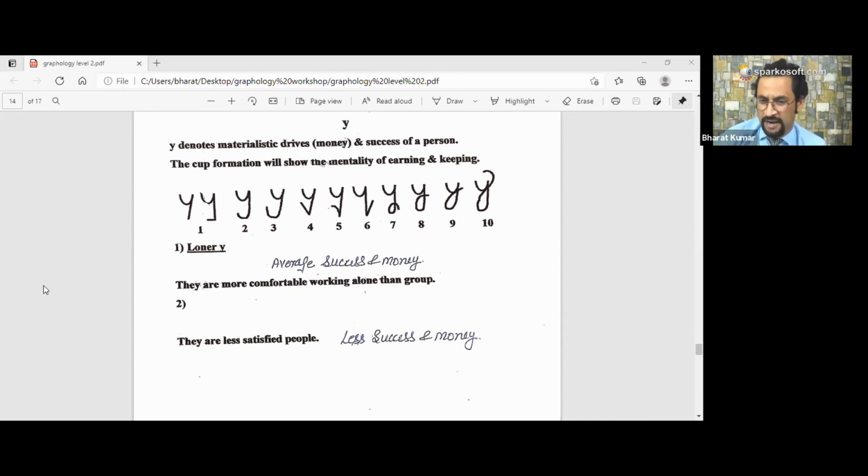Correct. Yeah, Mr. SP, you explained it very nicely. And in the eighth one also, the tail is moving to the future side, so they are worried about the future. They like a little comfort zone. Ninth one.